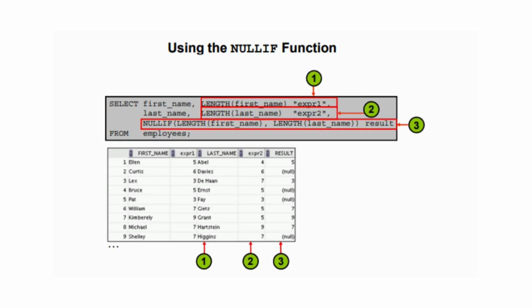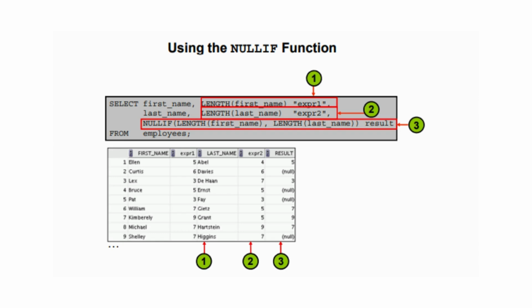The NULLIF function compares two expressions. Syntax: NULLIF(EXPR1, EXPR2). In the syntax, NULLIF compares EXPR1 and EXPR2. If they are equal, the function returns null. If they are not, the function returns EXPR1. However, you cannot specify the literal null for EXPR1.